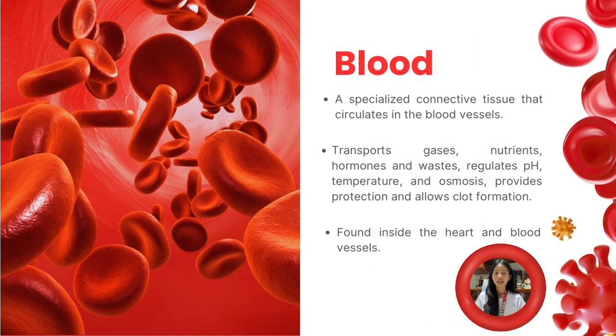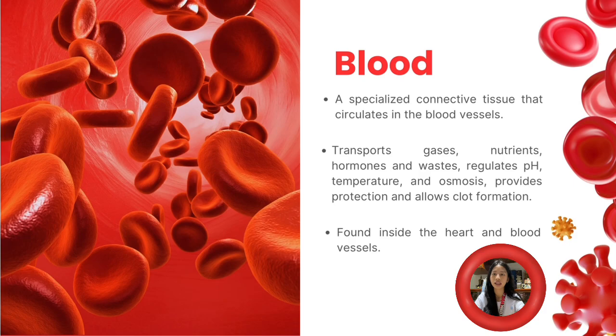Blood is a specialized connective tissue that circulates in the blood vessels. It transports gases, nutrients, hormones, and wastes, regulates pH, temperature, and osmosis. It also provides protection and allows clot formation. It is found inside the heart and blood vessels.